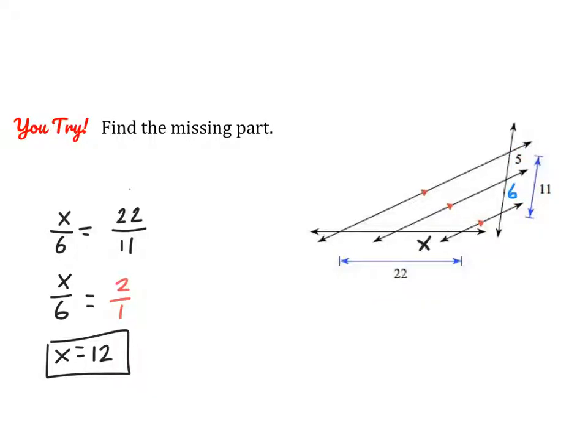So I used x over 6 equals 22 over 11. But you could have set up different proportions, such as x over 22 equals 6 over 11, or even 22 over x equals 11 over 6. Those you should all end up with the same answer of x equals 12.